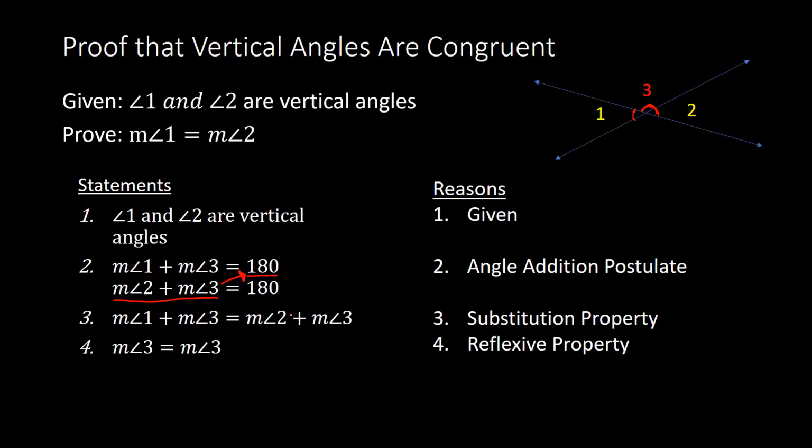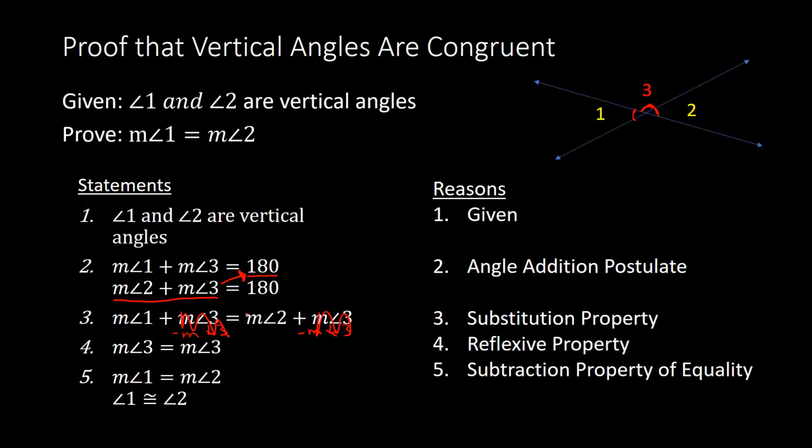And then from there, I can subtract that measure of angle 3 from both sides, which would leave me with simply measure of angle 1 equaling measure of angle 2, which is the same thing as saying that angle 1 is congruent to angle 2. And the reason for that is because I'm subtracting the same thing from both sides, which would be the subtraction property. So we're done. We've proven that vertical angles will always be congruent, or we can say that the measures will always be the same.